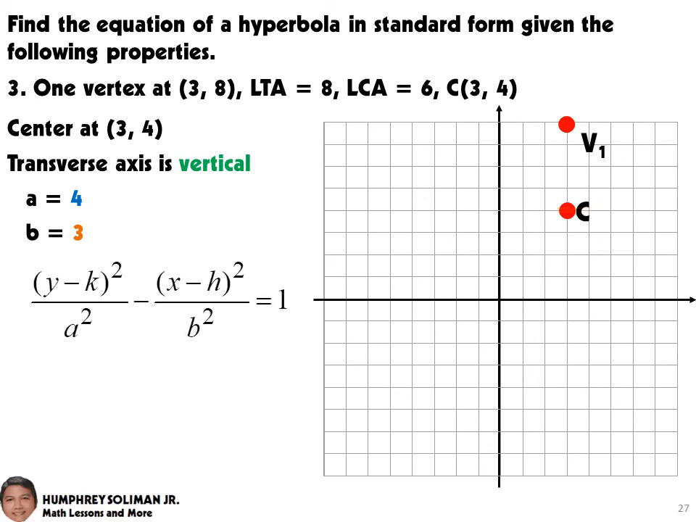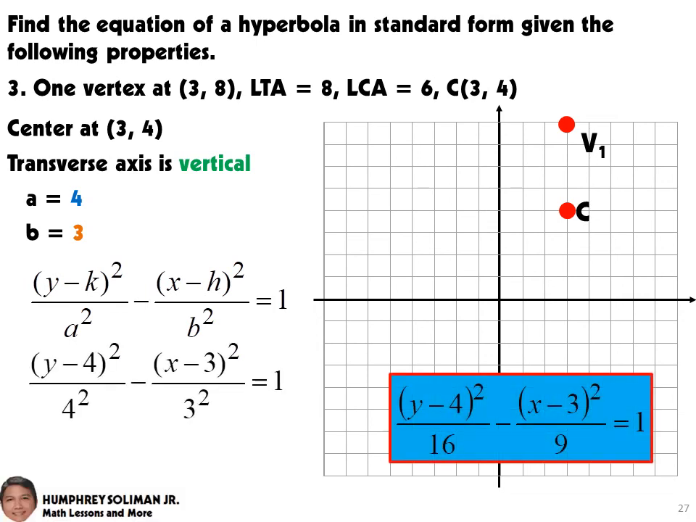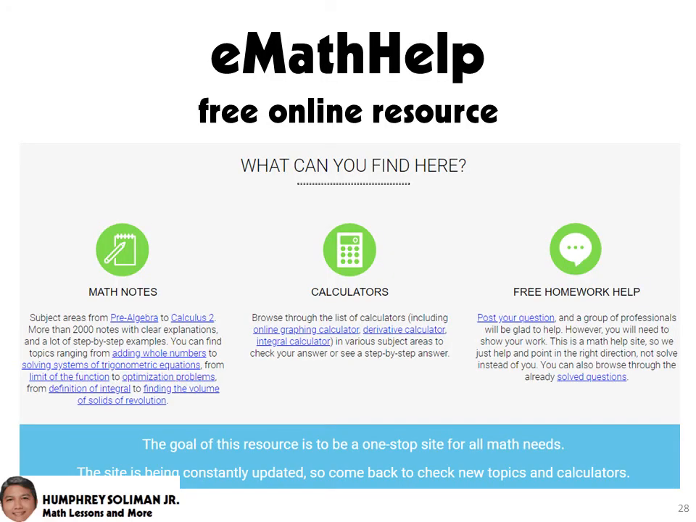Since the transverse axis is vertical, we will use the standard form of equation with the positive quantity y minus k squared term. And we substitute the values we got previously, and the equation we are looking for is, the quantity y minus 4 squared over 16, minus the quantity x minus 3 squared over 9, equals 1.